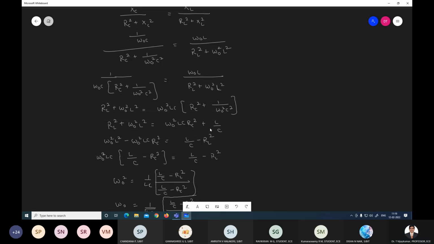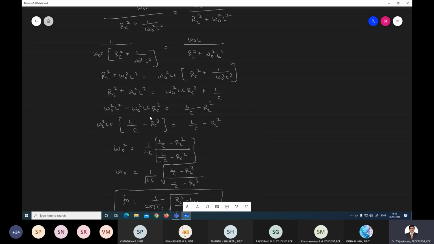So now further you simplify RL square plus omega naught L square. This is omega naught square LC RC square plus, here omega naught square cancels, C will cancel, left out is only L by C. Because we want to calculate F naught, whatever contains the omega naught term, you transfer to one side. Then this becomes omega naught square L square minus omega naught square LC RC square is equal to, on the right hand side, L by C minus RL square.